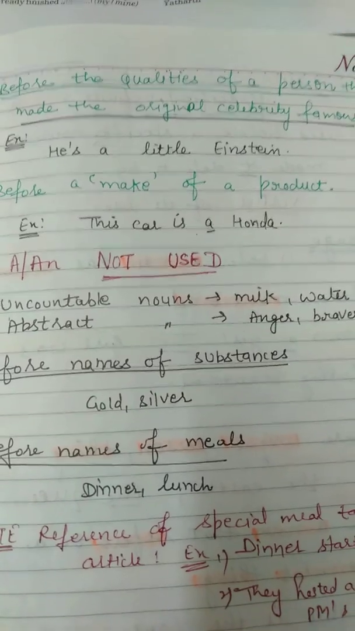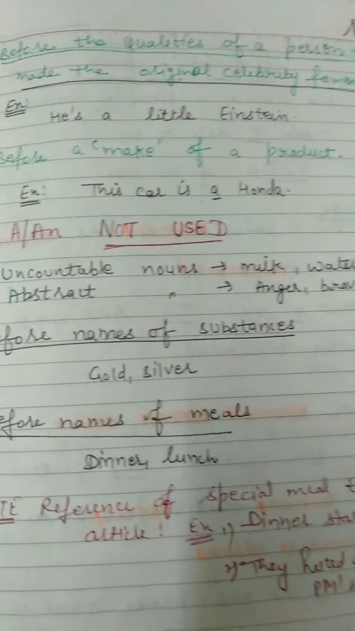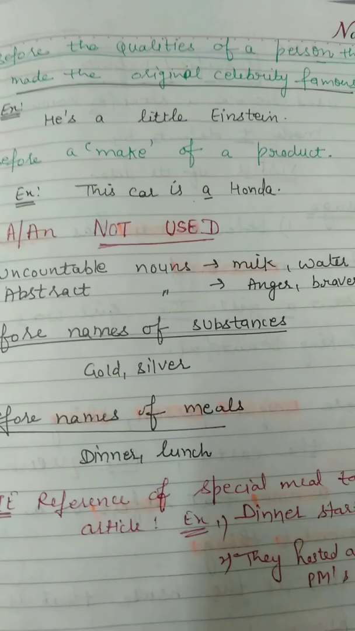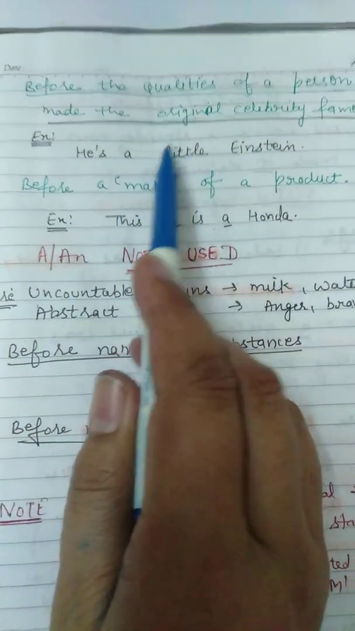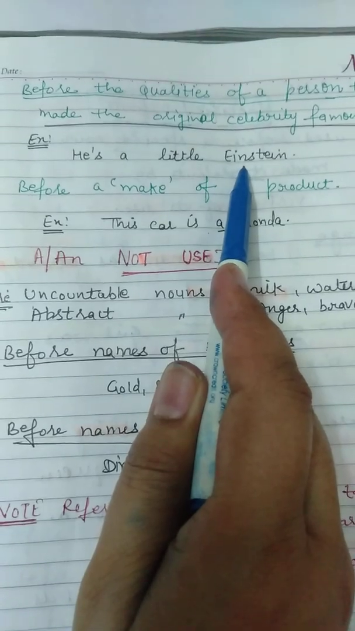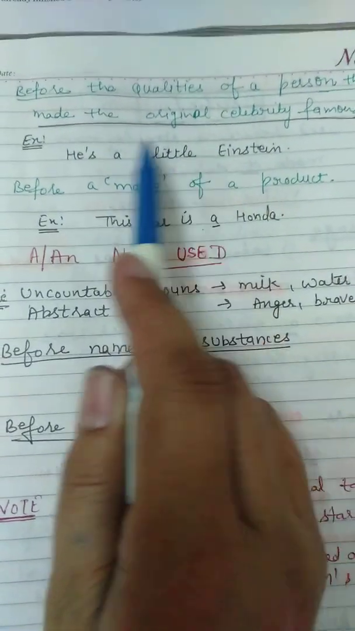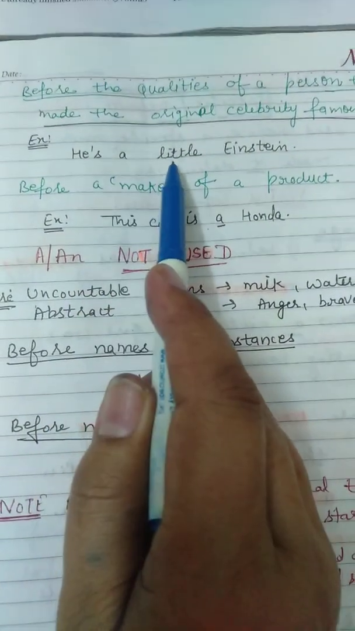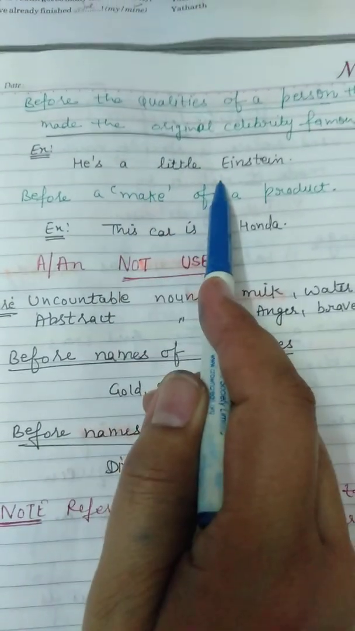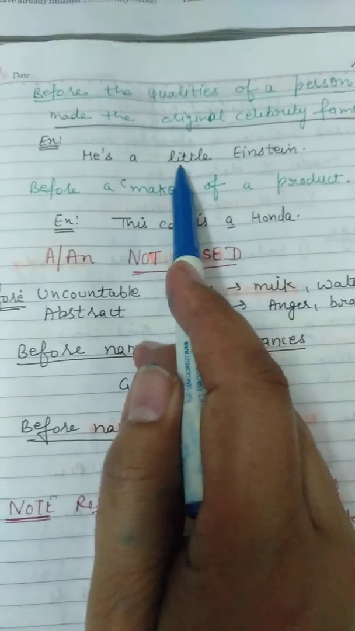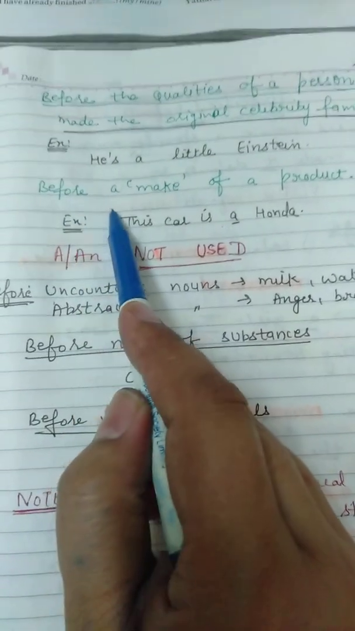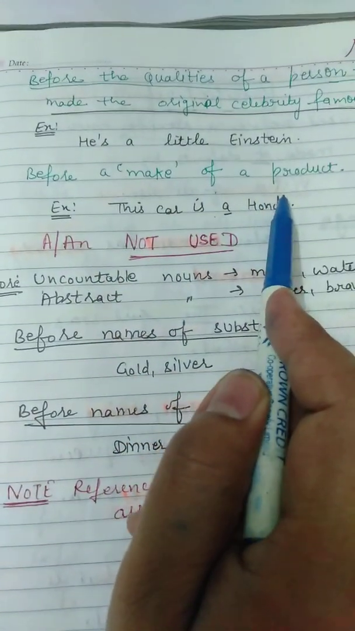Before the qualities of a person that made the original celebrity famous. Example, he is a little Einstein. So here we are talking about a person who is a little Einstein. So this is making the real celebrity famous. Before a make of a product.